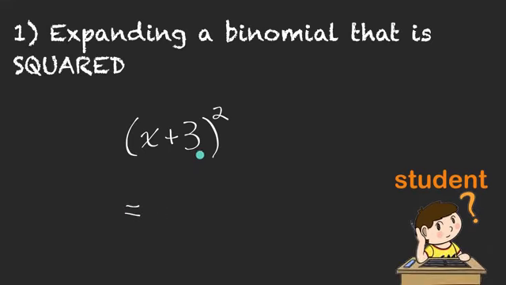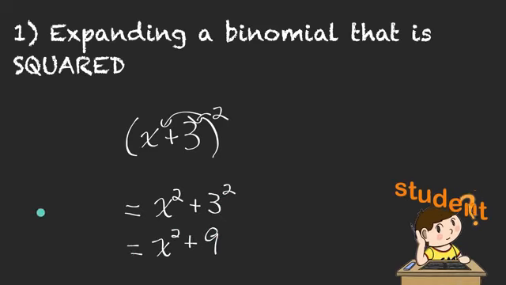This one, okay, the base of my power is being squared. I can just put this exponent 2 on the x and the 3. So I've got x squared plus 3 squared. Oh, and I'll make sure I simplify that. 3 squared is 9. Perfect.